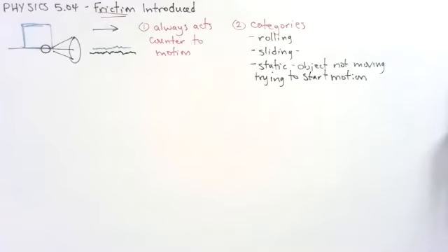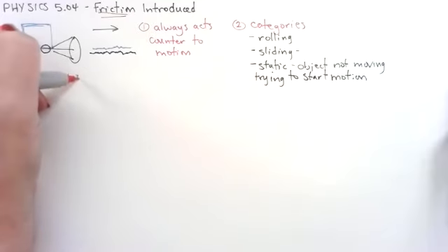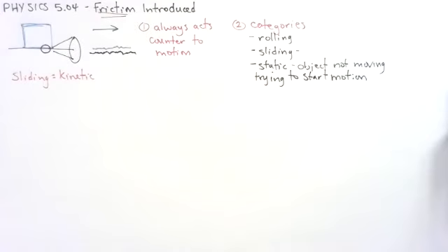If you've ever tried to push something heavy that doesn't want to get going, on a surface, it's tough to move. You know that once you get it going, it's easier to keep it going. So we usually talk about sliding friction as being less than static. Let's start with sliding. We call that kinetic. So sliding friction, we can call that kinetic.